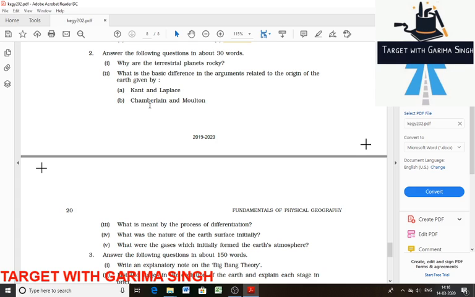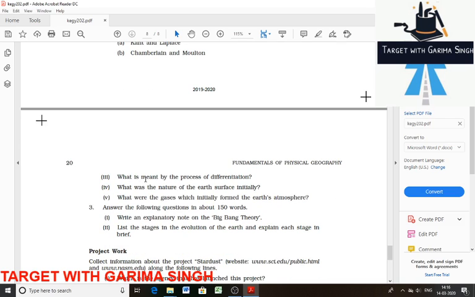Chamberlain and Moulton considered that a wandering star approached the Sun. As a result, a cigar-shaped extension of material was separated from the solar surface. As the passing star moved away, the material separated from the solar surface continued to revolve around the Sun, and it slowly condensed into planets. Later on, the argument considered a companion to the Sun to have been coexisting. These arguments are called binary theories.